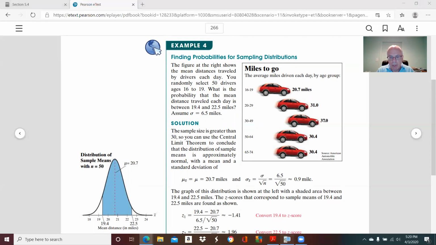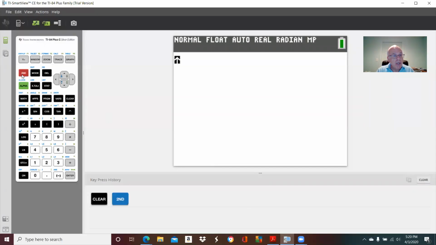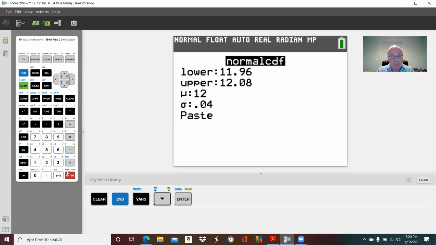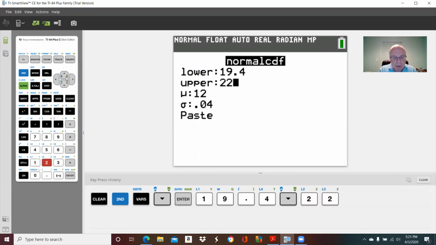So to answer this question, we're going to go right to normal CDF on our calculator. We're going to hit second VARS, scroll down to 2, normal CDF. If you have the 83 calculator, remember it'll open up a set of parentheses. You have to put these 4 numbers in this order: lower limit, upper limit, mean, and standard deviation. Now, what is the lower limit? Well, it says from 19.4 miles, so we're going to type in 19.4. And then the upper limit is going to be 22.5 miles. That's what it says. And then the mean is going to be 20.7.